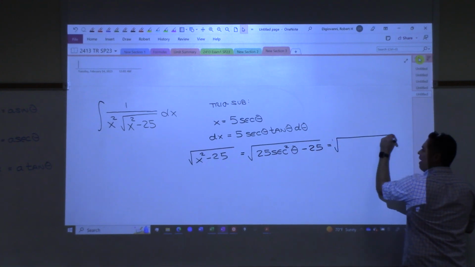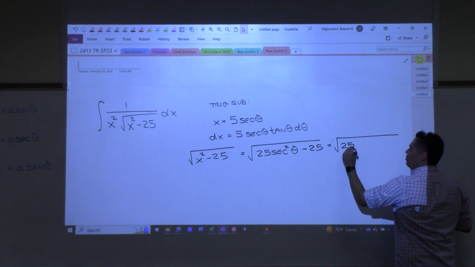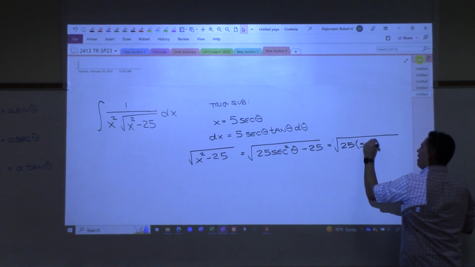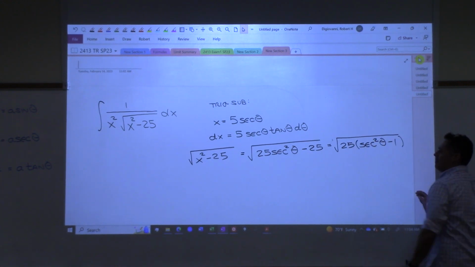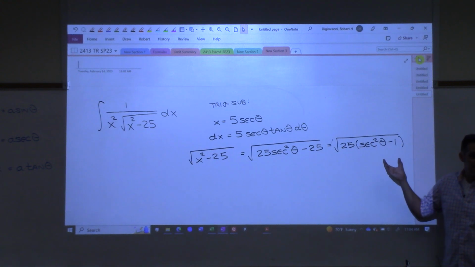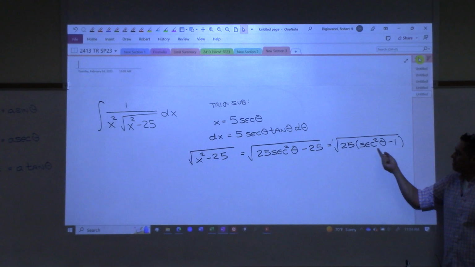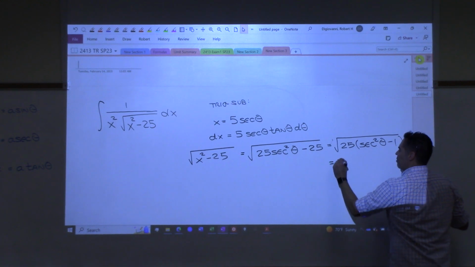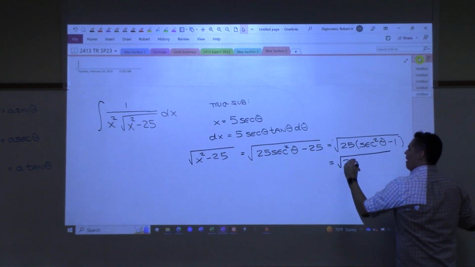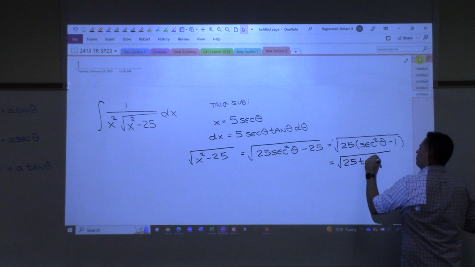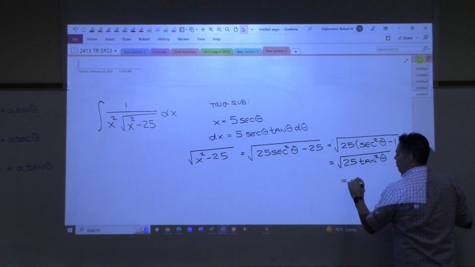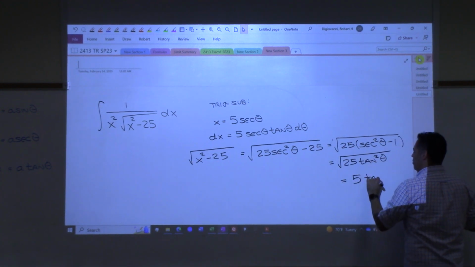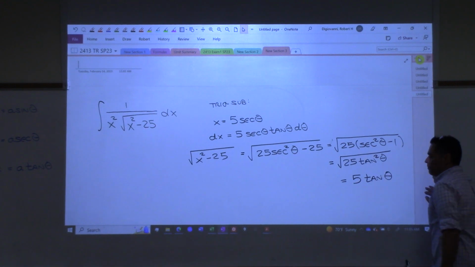And both of those have a 25 in them, so I can factor 25 out. And when I do that, I get the whole reason we're doing this: this right here is a Pythagorean identity. What is secant squared theta minus 1? Tangent squared theta. So this becomes the square root of 25 tangent squared theta. And then you take the square root of each one, you get 5 tangent theta.